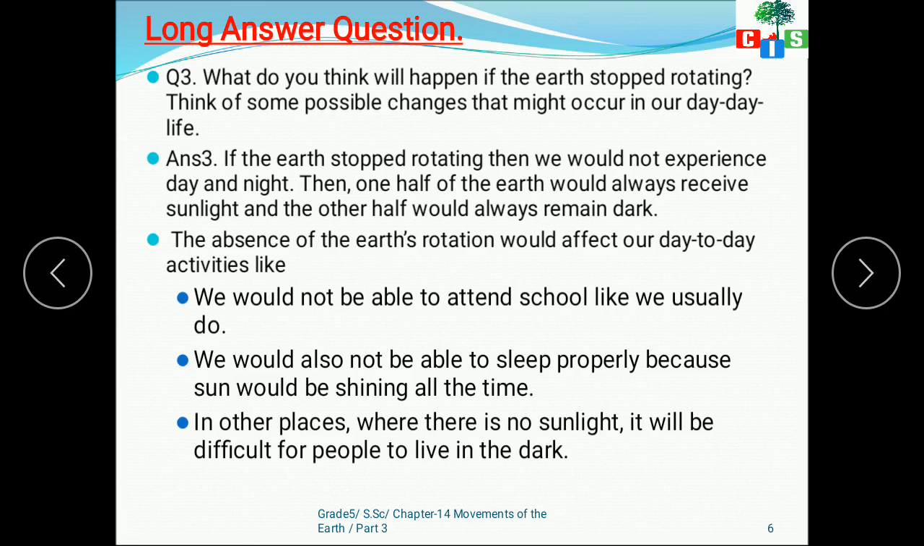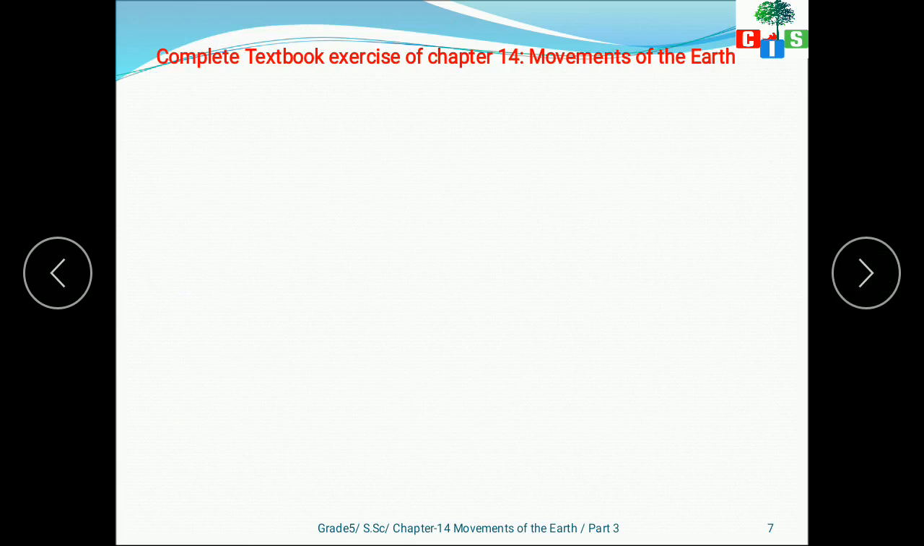Now what you have to do is start writing all these short answer and long answer questions in your notebook, and complete the fill in the blanks and one word answers in your textbook only.